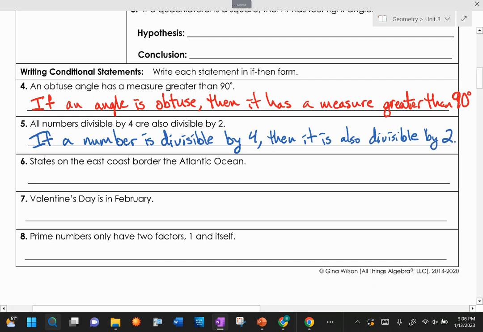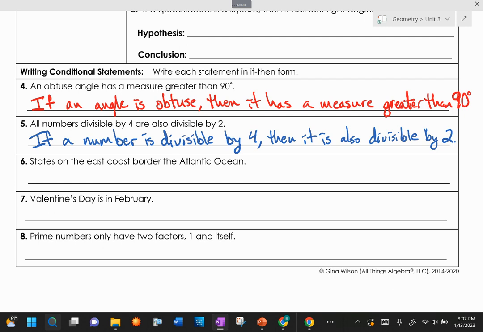Okay, so here is an if-then for number 5. If a number is divisible by 4, then it is also divisible by 2. If you have something along those lines, then we're good. Let's just talk through these other ones, since I see some of you have already done them, which I'm very proud of. If you want to write these in, you're welcome to. I'm going to. If you feel comfortable, then take some autonomy.